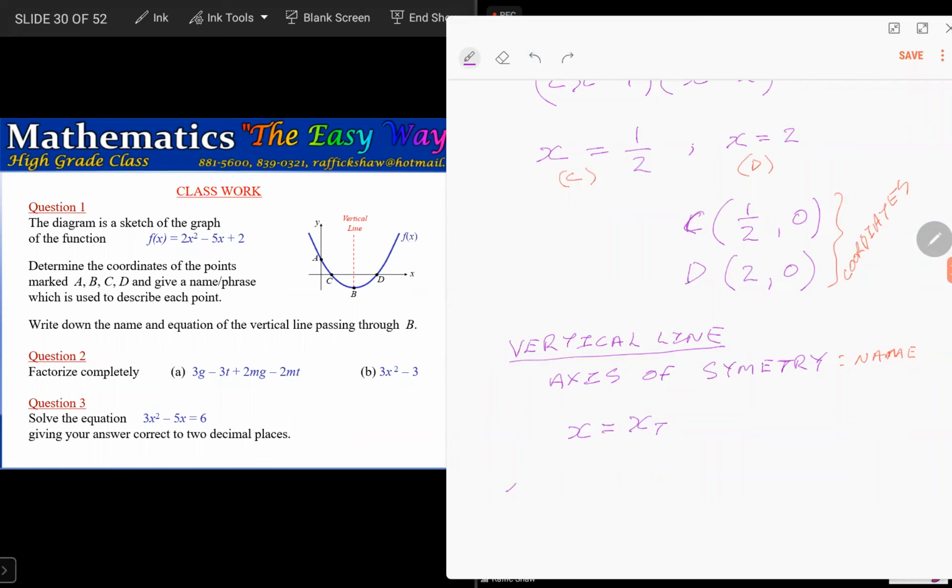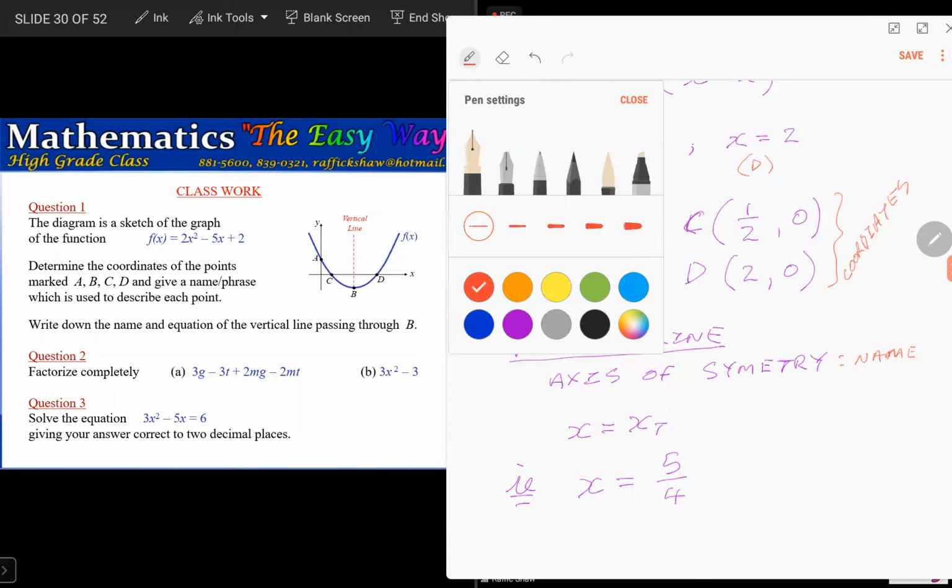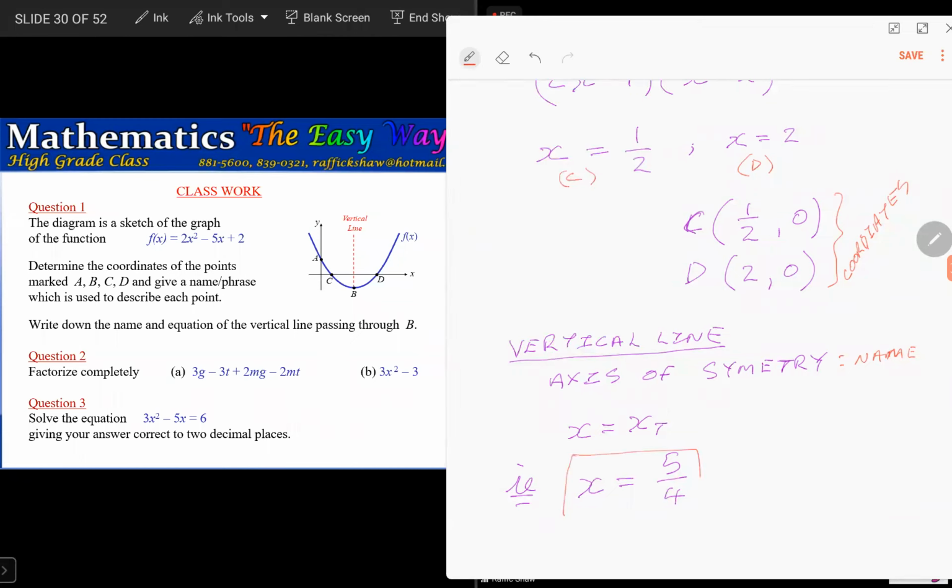So you say that equation is x equals, the x value is 5 over 4. This whole thing right here is the equation of that vertical line. So you can't just put 5 over 4. You have to write it out. X equals 5 over 4 is the equation of the x value at the turning point that passes through the point B. So that was question 1.